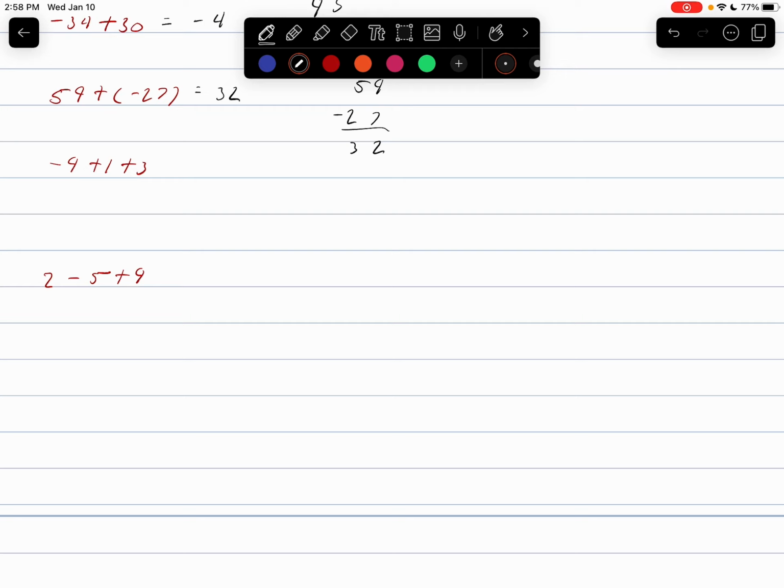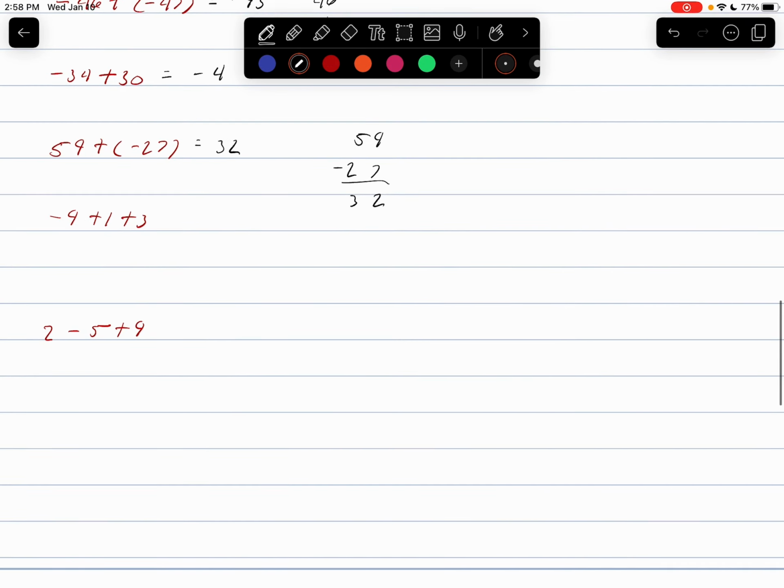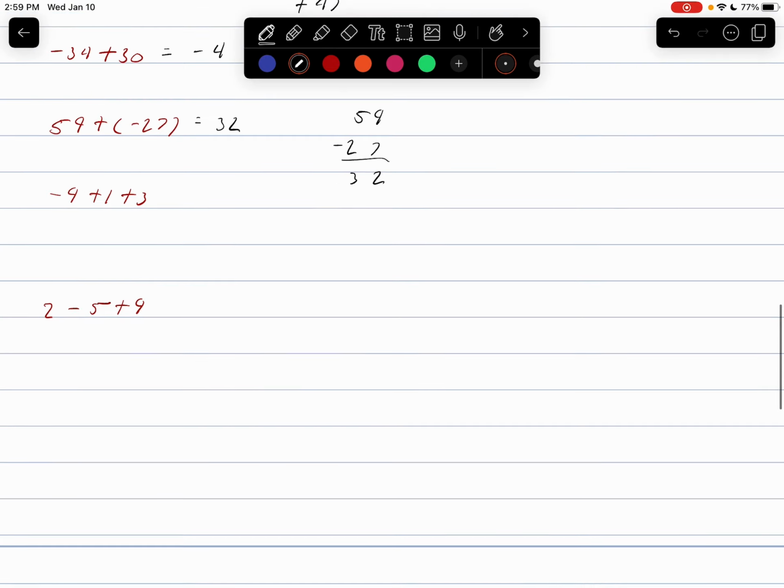Okay. So the next thing I want to talk about is adding and subtracting multiple, meaning more than 2 integers together. We're going to follow the same rules that we normally do, but we're going to break it into pieces. So when you're adding and subtracting integers together, let's say you have 3 of them here like this, -9 plus 1 plus 3, we can go ahead and break it into 2 steps.